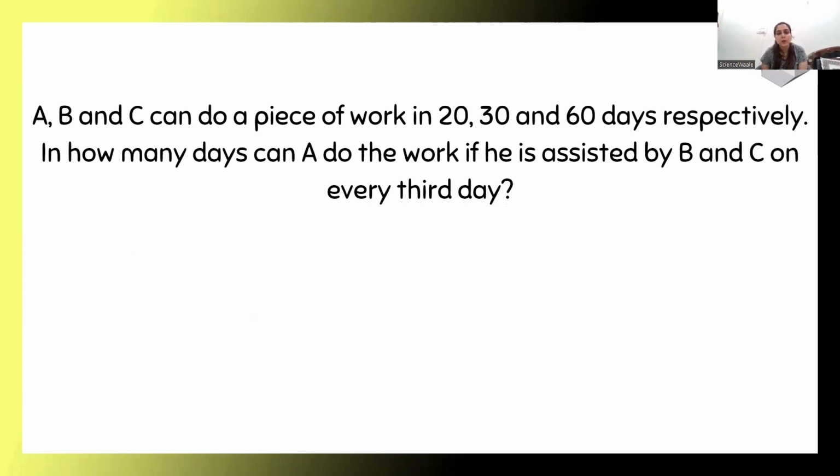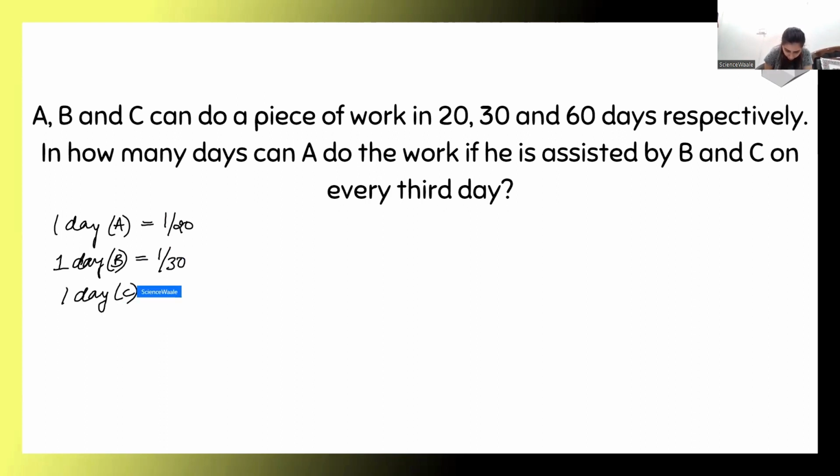A, B and C can do a piece of work in 20, 30 and 60 days respectively. Then in how many days can A do the work if he is assisted by B and C on every 3rd day? So here 1 day work of A is given as 1 by 20. 1 day work of B is given as 1 by 30. And 1 day work of C is given as 1 by 60. Now it is given that A is assisted by B and C on every 3rd day.